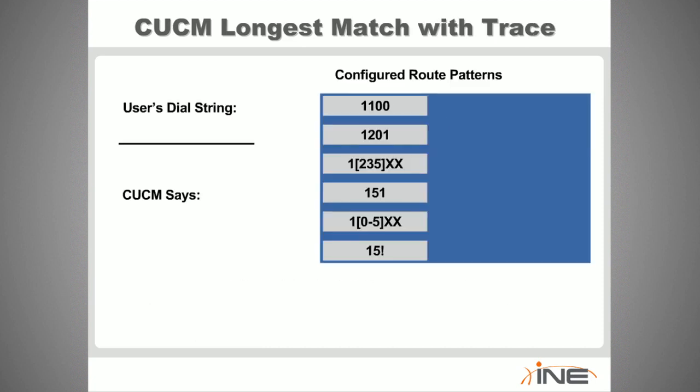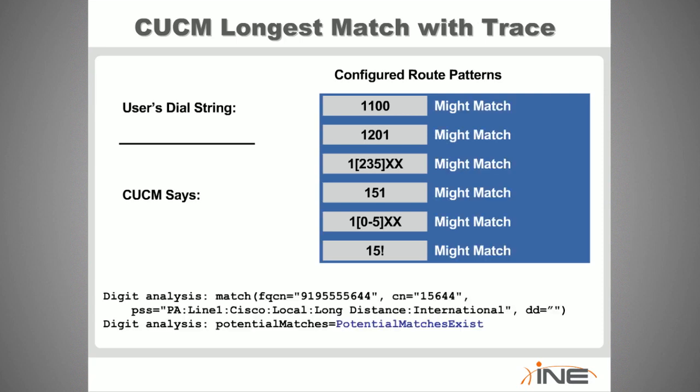So let's take a look at an actual longest match scenario as the user's dialing it, and at the bottom, we're going to look at the SDI trace. We haven't quite talked about partitions and calling search spaces, but there is something in the trace that I want to point out.